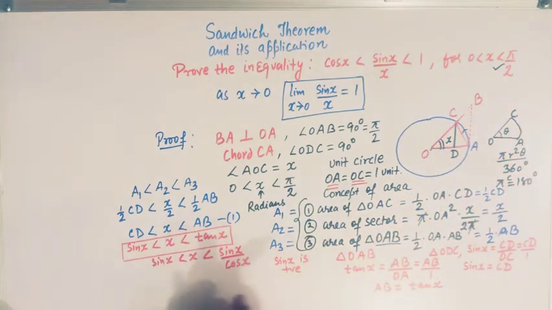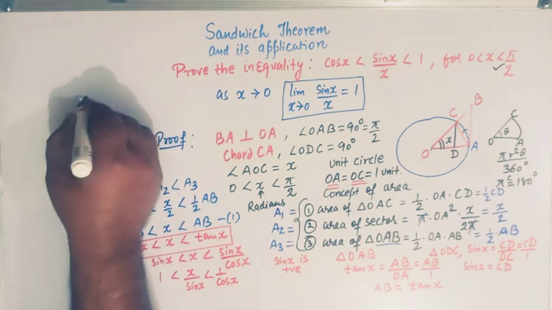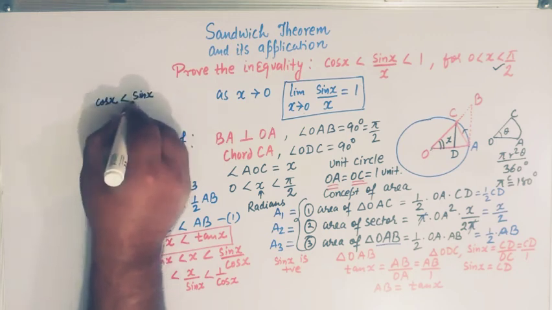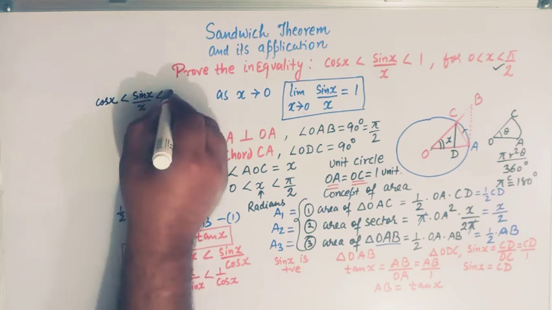So we can divide both sides, or throughout, by sin x. So this sin x gets cancelled, so we are left with 1. Then we have x over sin x, because we divide the entire inequality by sin x, because sin x is positive in this interval. So we have x over sin x, and here sin x gets cancelled, so we are left with 1 over cos x. Clear? Now taking the reciprocal throughout, we get cos x is less than sin x divided by x and less than 1, right?